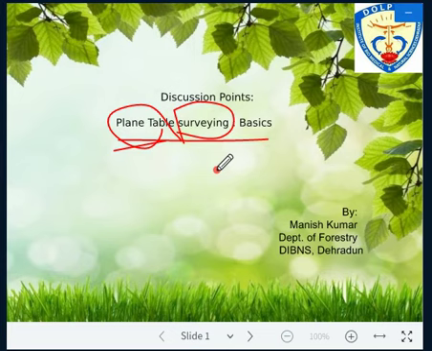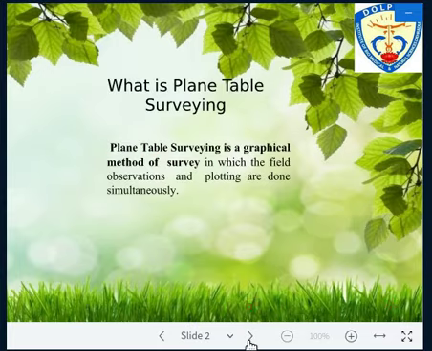This is the basic or simple meaning of surveying, isn't it? So in plane table surveying, we are doing the field observation, right, and the plotting of all those observations on the plane table by using the plane table. So that's why this is called plane table surveying. So this is the simple meaning of plane table surveying, right? But obviously we need to understand the definition. So let's come to the definition part.